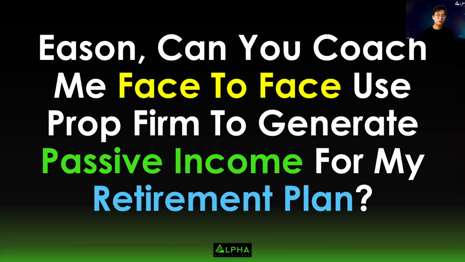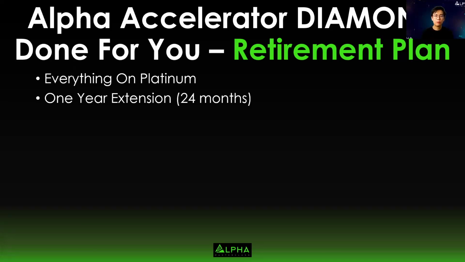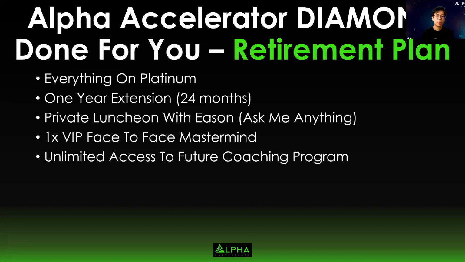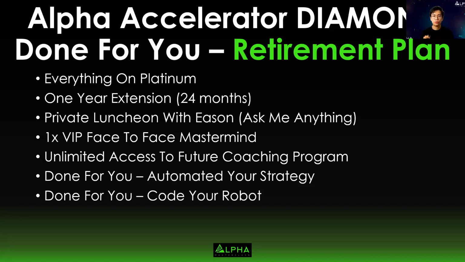But if you want to meet me face-to-face and you want to use the platform to generate passive income for your retirement plan, meaning it's even enough for you to retire, then that is part of the Diamond program, whereby it's also done for you. You'll get everything in Platinum, plus a 1-year extension whereby we'll continue to build your funds all the way until required for your retirement. It's about 24 months. You're going to have a private luncheon session with me. You can ask me anything at lunchtime, and it's a face-to-face meet-up with me together with other people who are like-minded and motivated, with unlimited access to any future coaching program, and at the same time, I will automate and even code your robot.